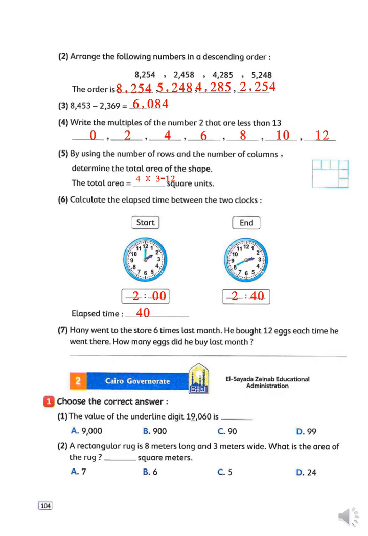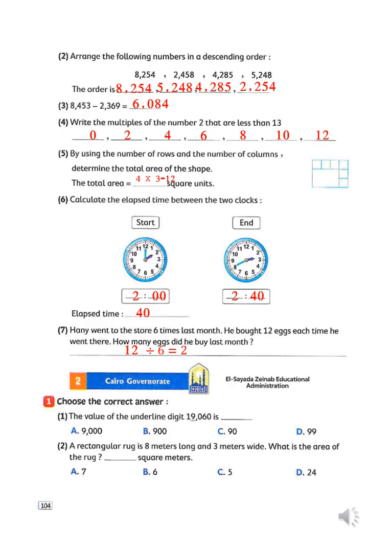Hani went to the store 6 times last month. He bought 12 eggs each time he went there. How many eggs did he buy last month? 12 divided by 6 equals 2.